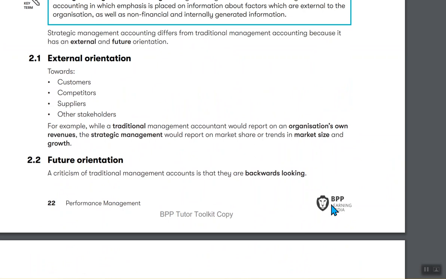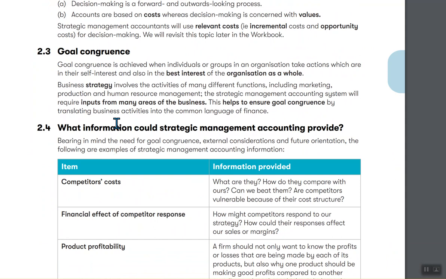Okay, then information could have a focus. They could be externally oriented, which means they are focused on the outside, like things outside the organization, like customers, competitors, suppliers, other stakeholders that are not within the organization. They could be backward looking or they could be future looking. Future information is something that looks at the future, for example, making a decision that involves the future. Goal congruence, you also saw in F1, which simply means the goal of all people in the organization is the same as the goal of the organization.